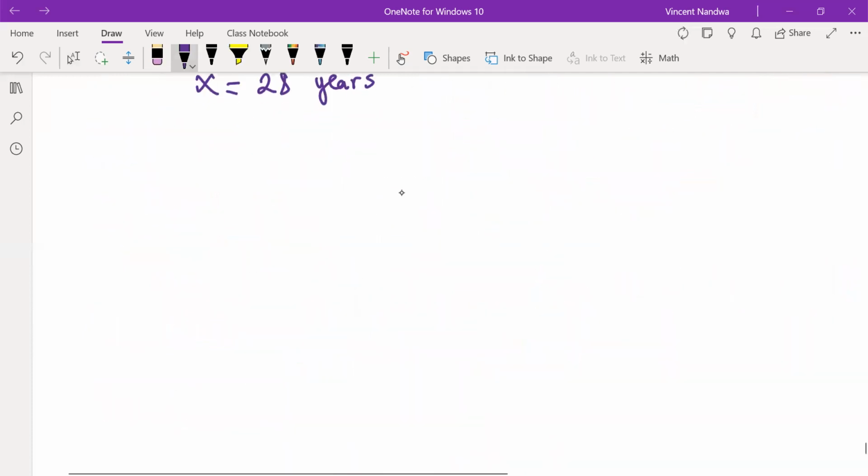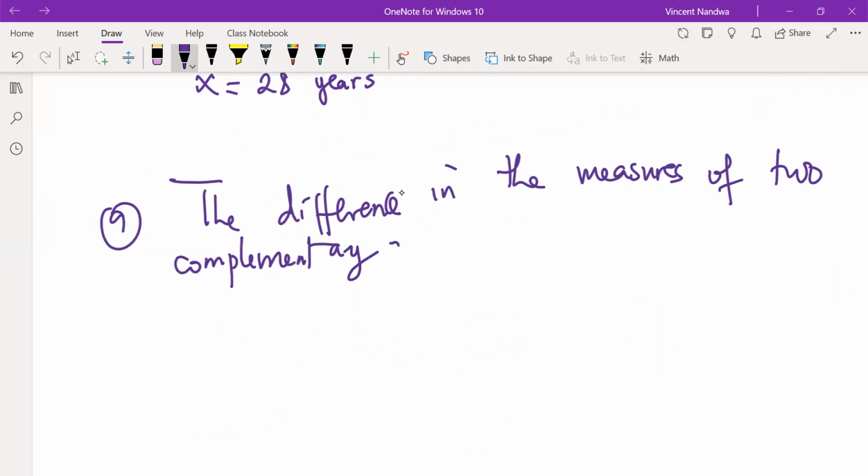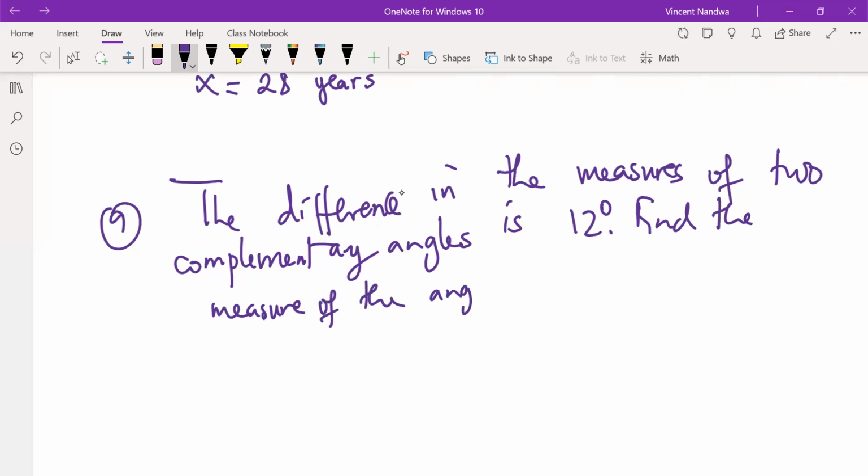Second last: the difference in the measures of two complementary angles is 12 degrees. Find the measure of the angles. So the key word here is complementary angles, and complementary angles from geometry means two angles whose sum is 90.